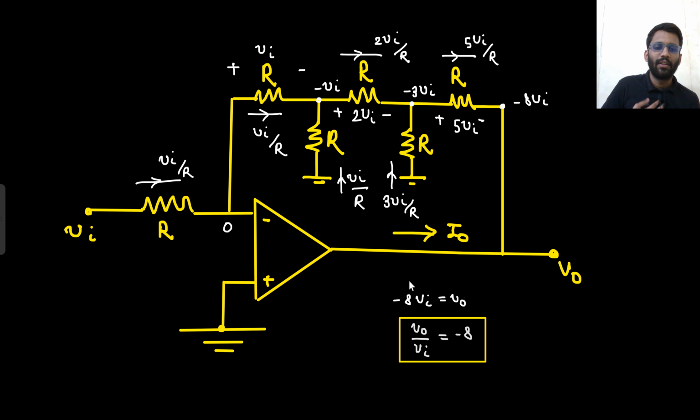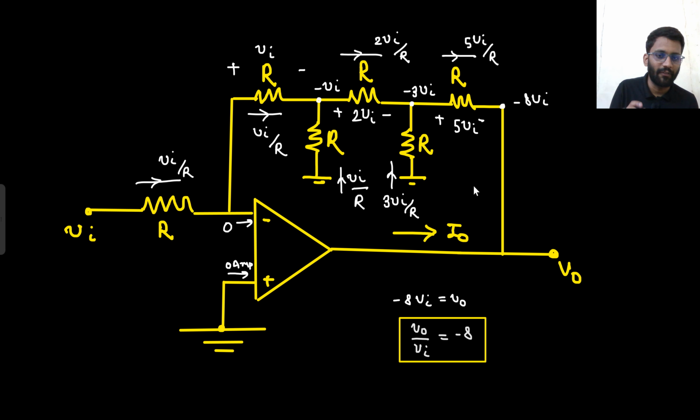What else do you need to find? You need to find the value of I naught. So what do you think? I naught is 0? No, I naught is not 0. Look, input current in the op-amp is 0, but output current is not 0. Output current can be anything. From here, the op-amp can drive any current.